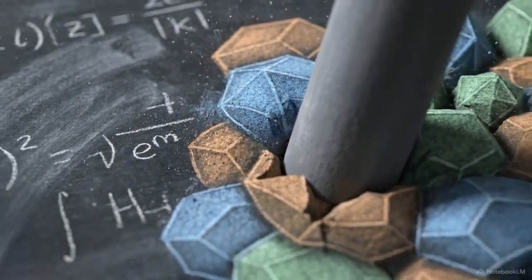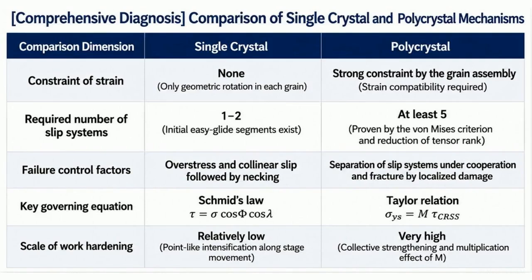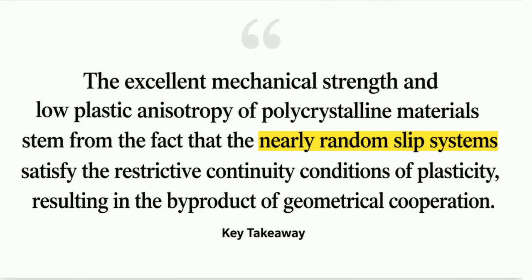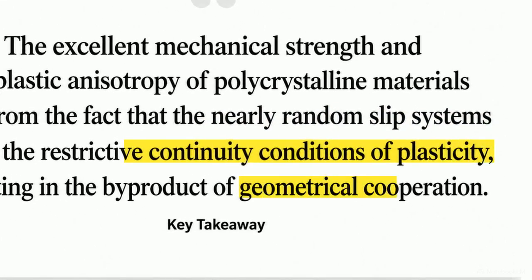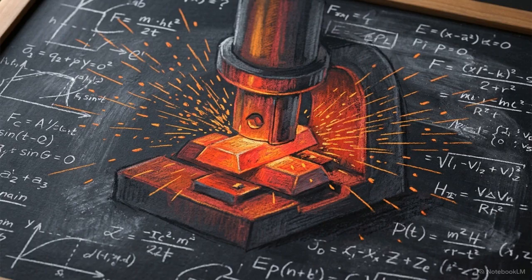Single crystals undergo free geometric rotation, while polycrystals are restricted by strain compatibility. While isolated crystals rely on limited slip systems defined by Schmid's law, polycrystals require at least 5 independent systems to satisfy the Taylor relation. This strength stems from the fact that these nearly random slip systems must satisfy the restrictive continuity conditions of plasticity through geometric cooperation. The mechanical strength of structural metals is a byproduct of these microscopic geometric constraints.